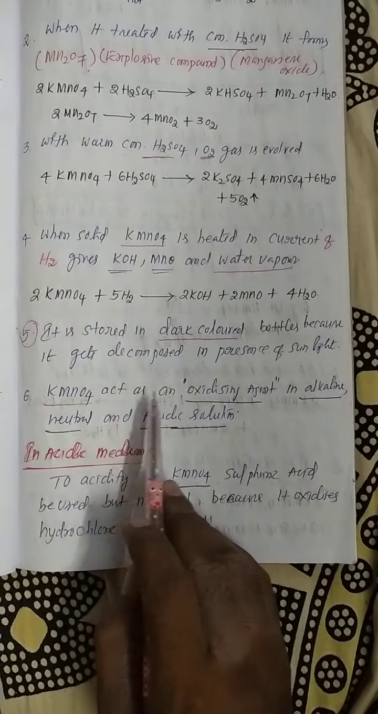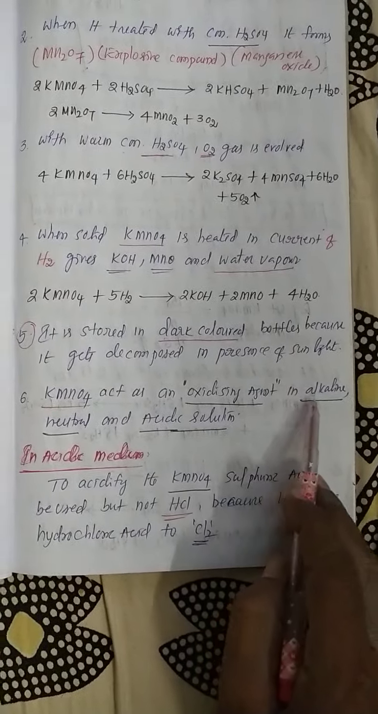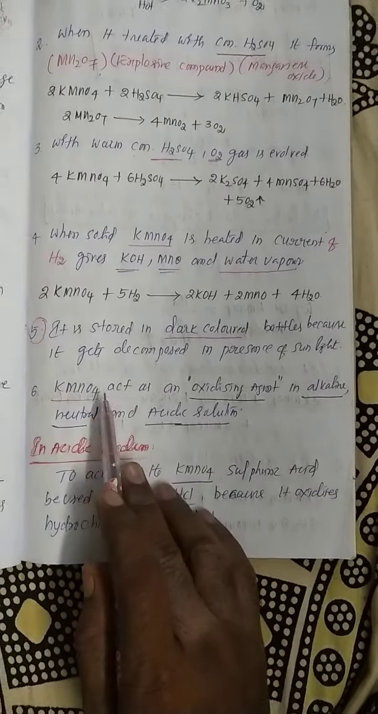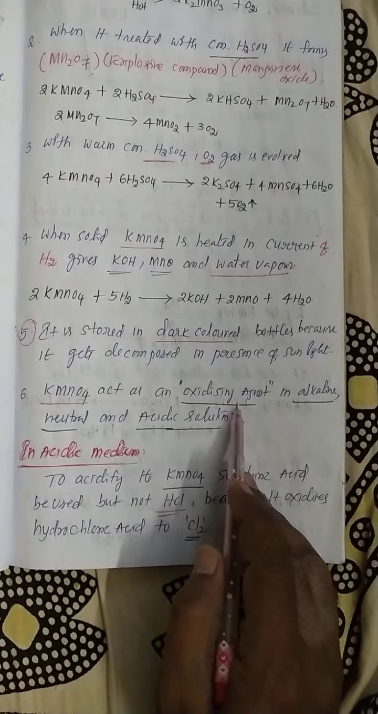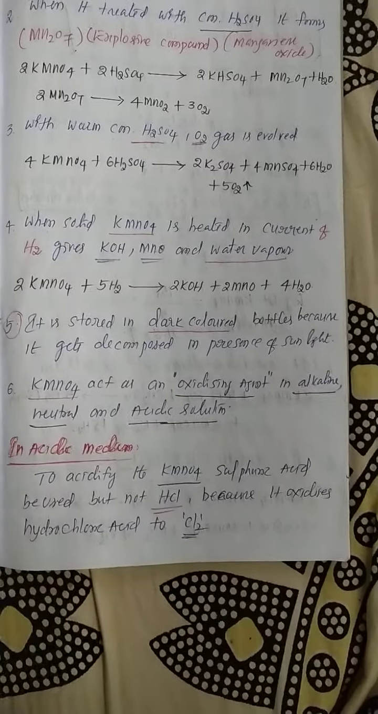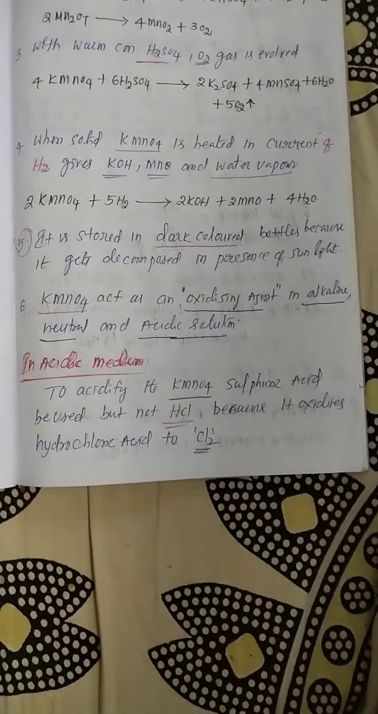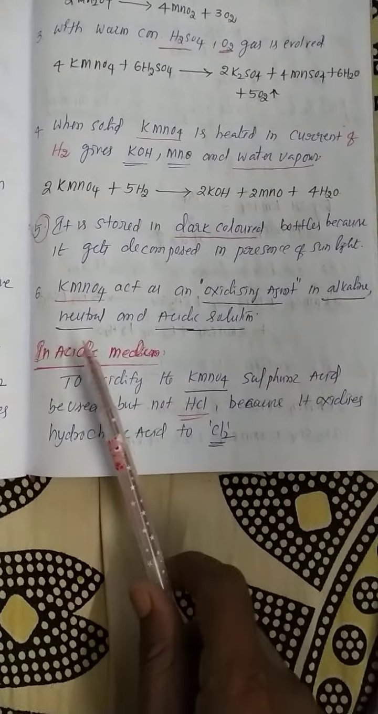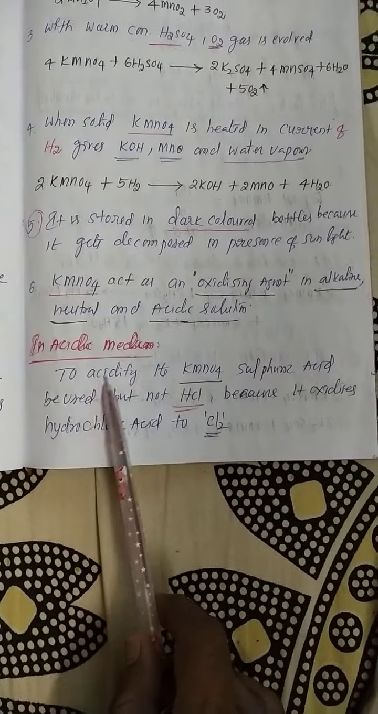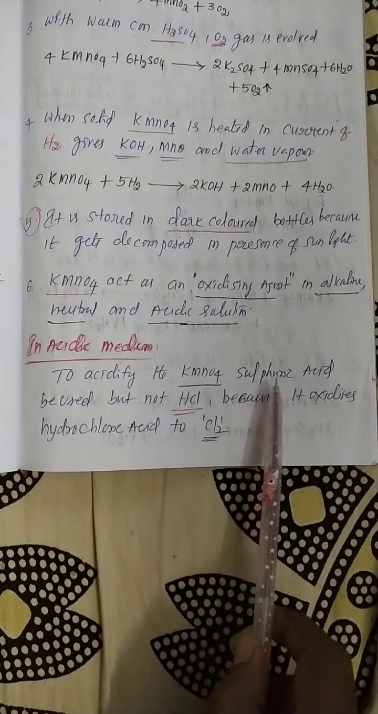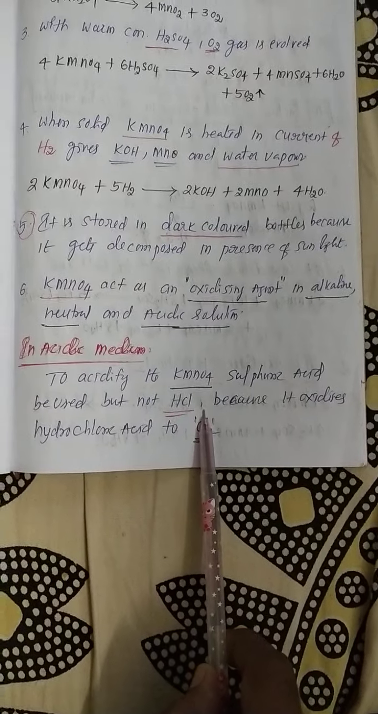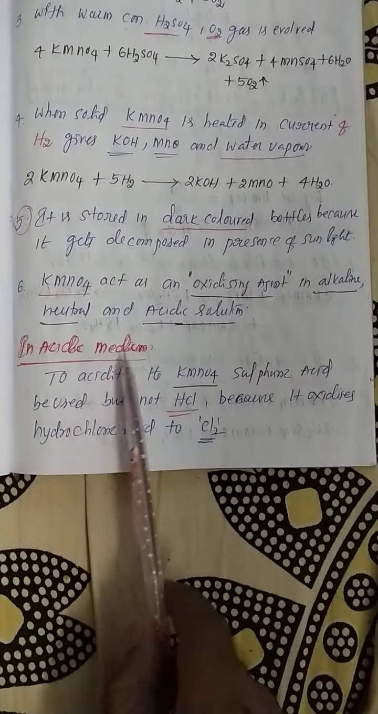KMnO4 acts as an oxidizing agent in alkaline, neutral and acidic solutions. So KMnO4 acts as a good oxidizing agent in the basic medium or neutral as well as the acidic medium. See, in acidic medium, how does KMnO4 act as a good oxidizing agent? To acidify KMnO4, sulfuric acid is used but not HCl. Most important point.